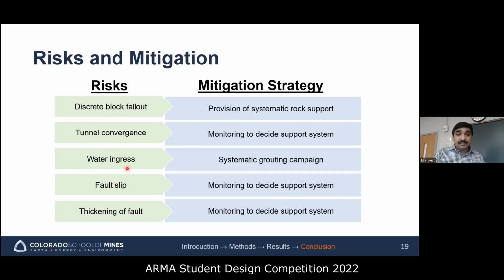Water ingress can be disastrous because, as we mentioned about the top fault, it requires a systematic grout campaign irrespective of construction system. Fault slip will definitely lead to associated risks, as fault slip requires continuous monitoring to decide the appropriate support system for that. Tensile stresses at the discontinuity will lead to thickening of the fault, which will also cause slippage. Monitoring will indicate the requirement of appropriate support system here.